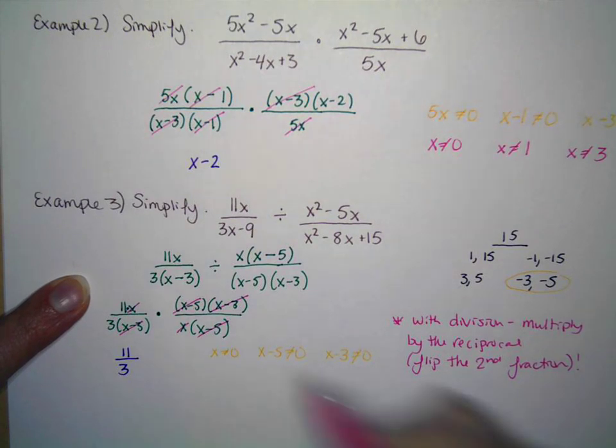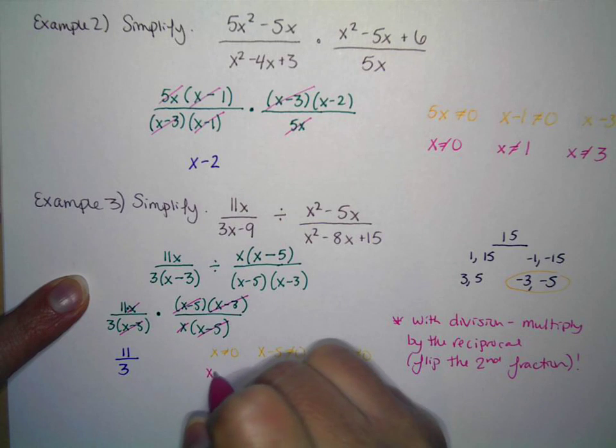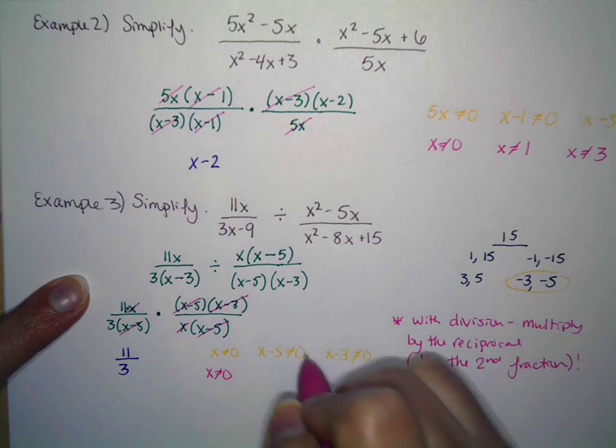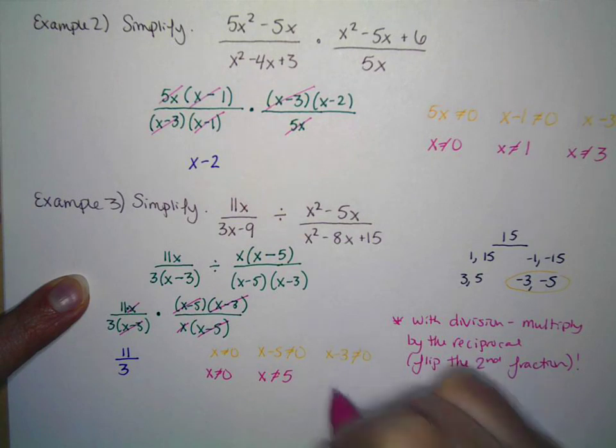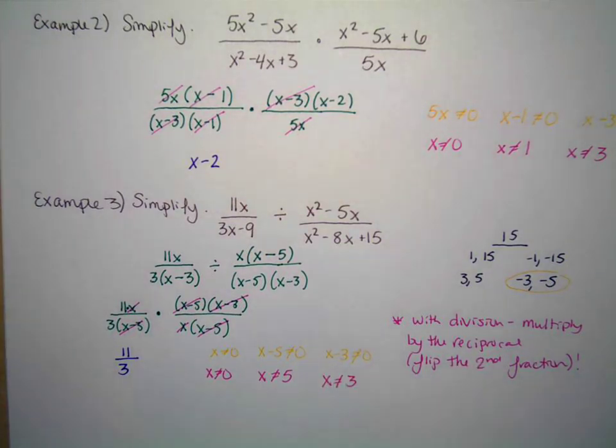Well, hey, this one's already solved for us. x cannot equal 0. Nothing we need to do to that one. Here, if we add 5 to both sides, we're going to get x cannot equal 5. And here, if we add 3, x cannot equal 3. So our answer is 11/3, where x cannot equal 0, 5, or 3.